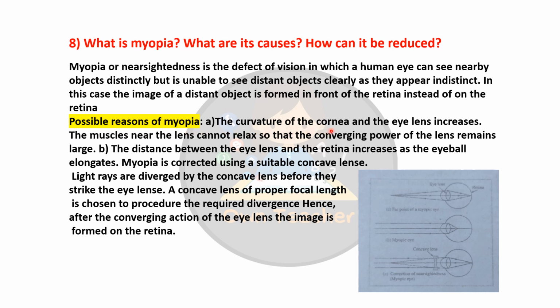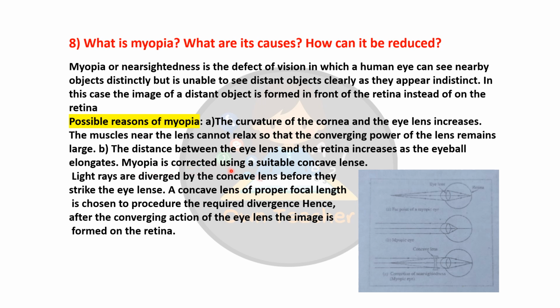The curvature of the cornea and the eye lens increases. The muscles near the lens cannot relax, so that the converging power of the lens remains large. The distance between the eye lens and the retina increases as the eyeball elongates.